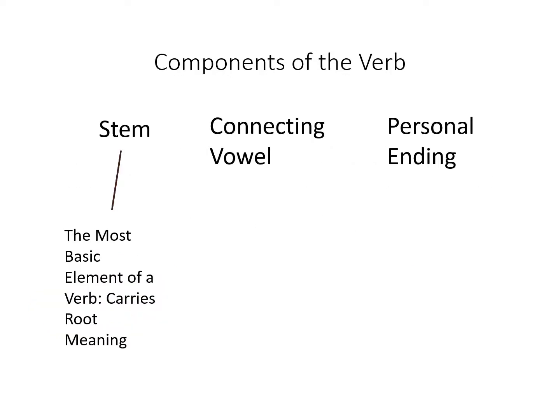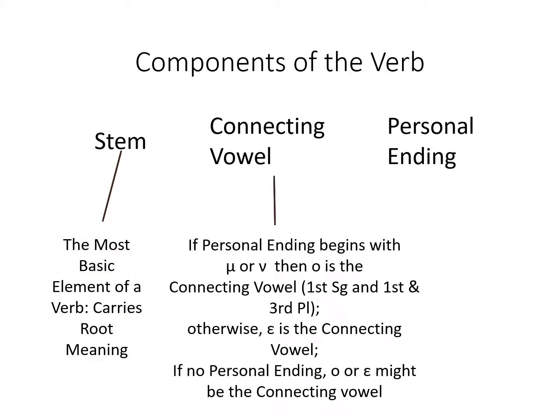The components of the verb, again: the stem is the most basic element of the verb. It carries the meaning, carries the root's meaning into a text, into that particular stem. The connecting vowel, there's a pattern here that we will look at. It's omicron if the personal ending begins with mu or nu. Otherwise, it's epsilon, and if there is no ending, omicron or epsilon might be the connecting vowel.